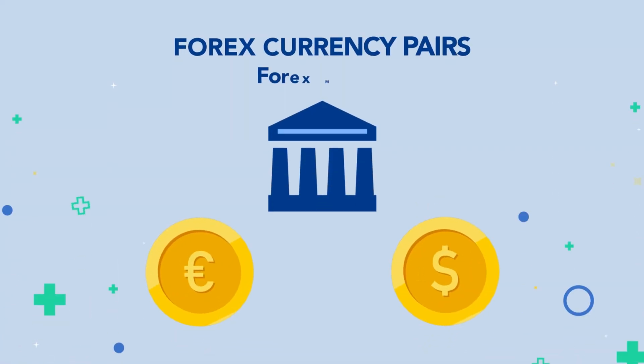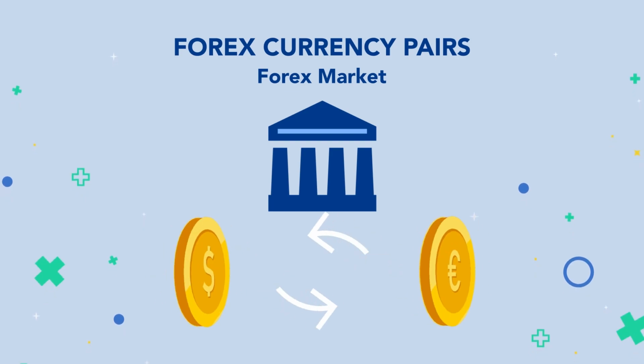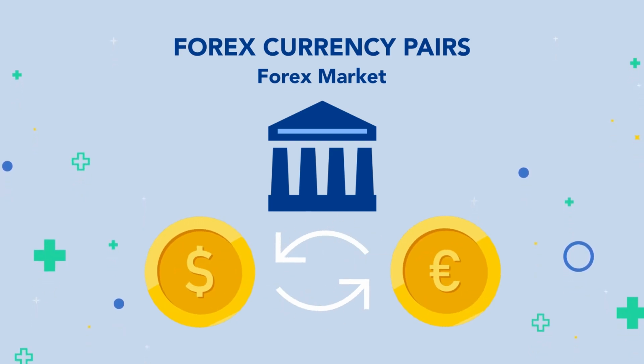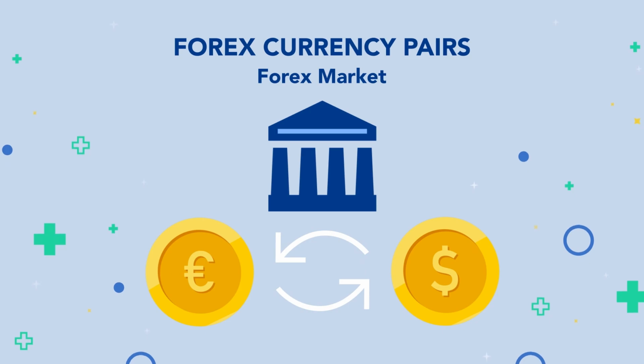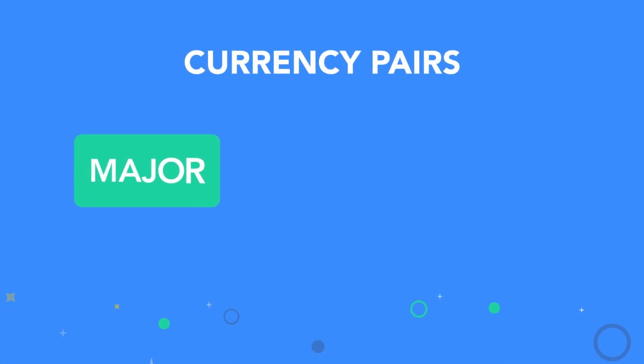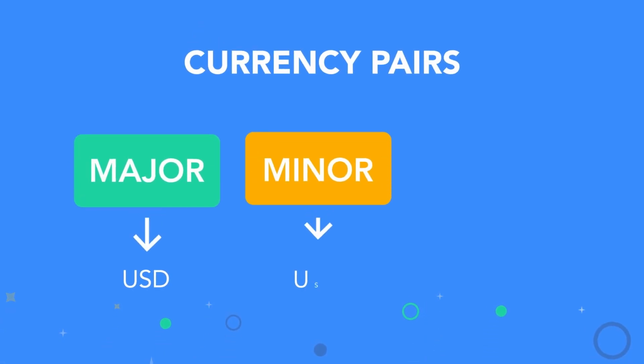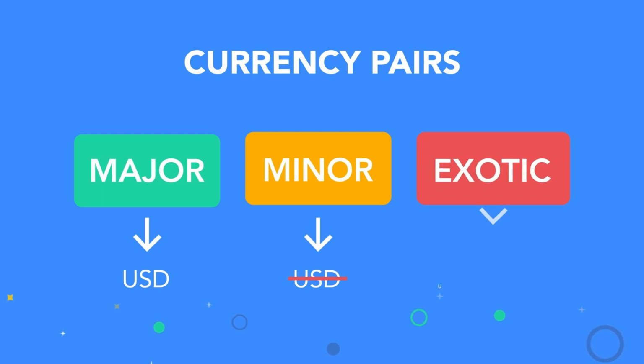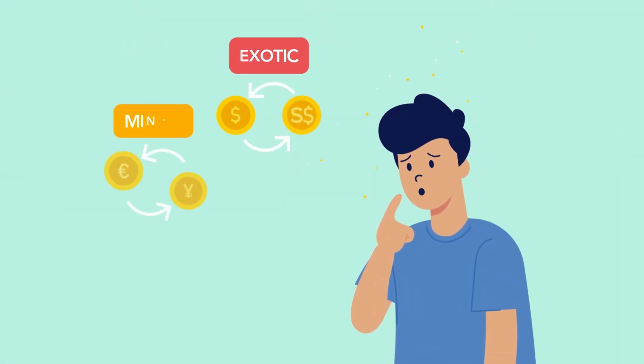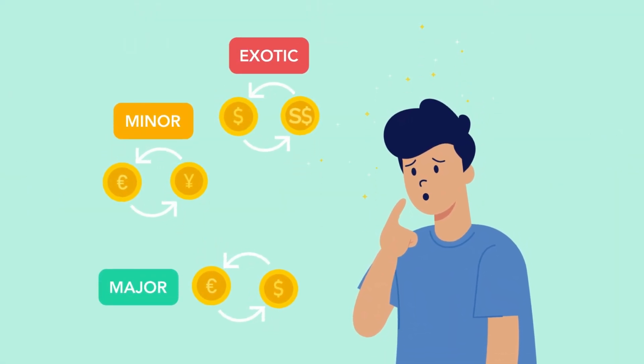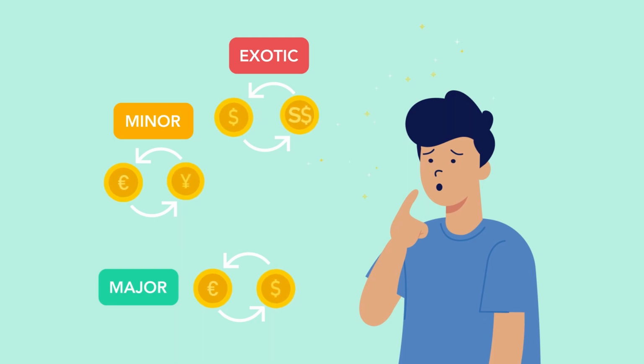To summarize, Forex currency pairs are the quotation and pricing structures of two currencies being traded in the Forex market. There are major currency pairs with the US dollar, minor currency pairs without the US dollar, and exotic currency pairs with major currencies paired with currencies of emerging economies. Understanding the types of currency pairs can help you make informed trading decisions in the Forex market.